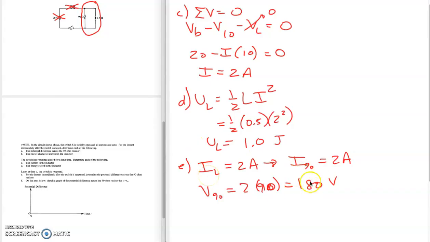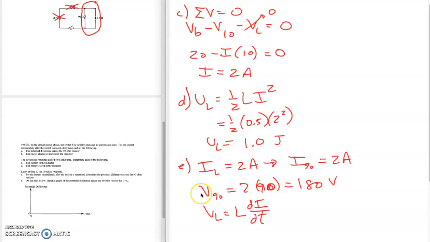Now that's just for that instant because remember, voltage of the inductor is going to be L di/dt. In order to have a voltage across an inductor, you have to have current changing in the inductor. Opening the switch forces there to be a voltage across the inductor because now we have a voltage across the resistor, and these two voltages have to be equal by, again, Kirchhoff's loop rule.